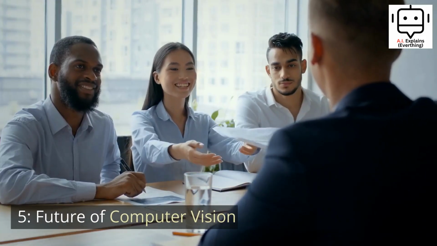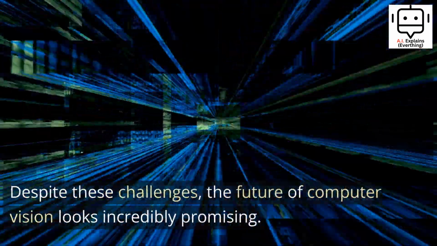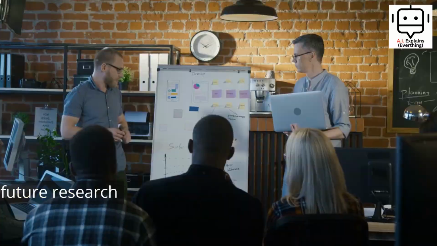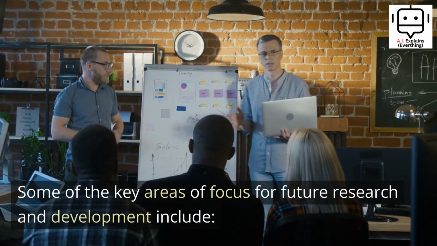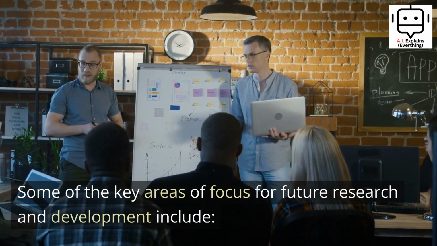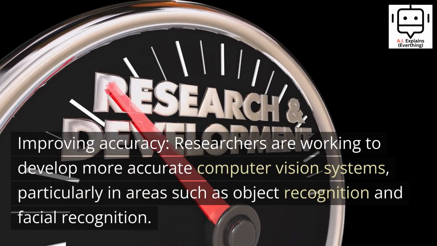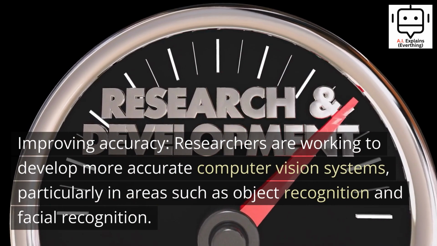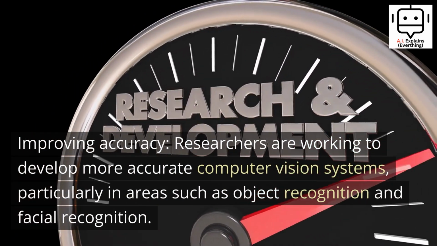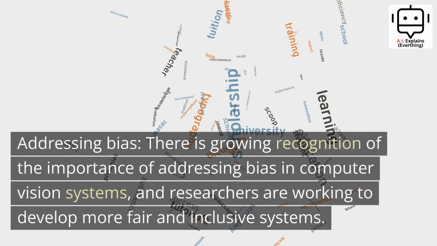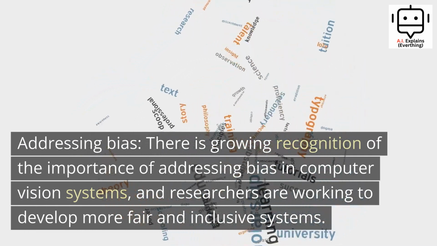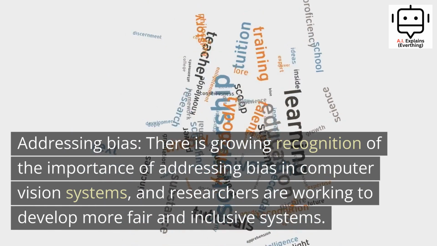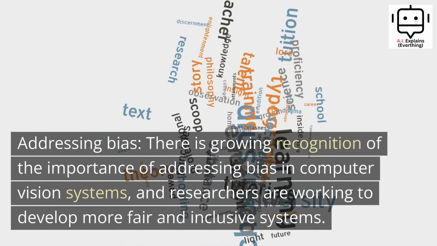Part 5. Future of computer vision. Despite these challenges, the future of computer vision looks incredibly promising. Some of the key areas of focus for future research and development include improving accuracy. Researchers are working to develop more accurate computer vision systems, particularly in areas such as object recognition and facial recognition. Addressing bias. There is growing recognition of the importance of addressing bias in computer vision systems, and researchers are working to develop more fair and inclusive systems.